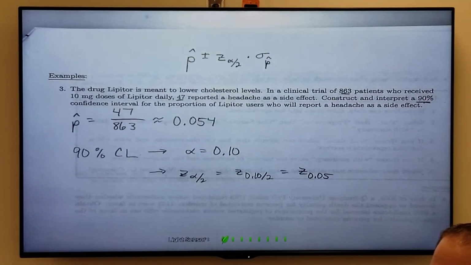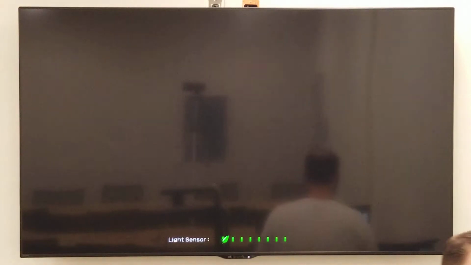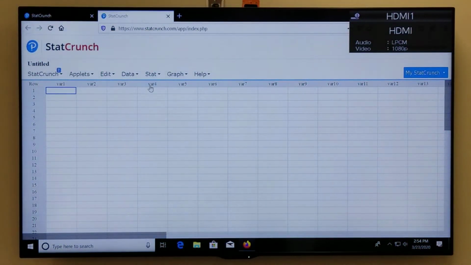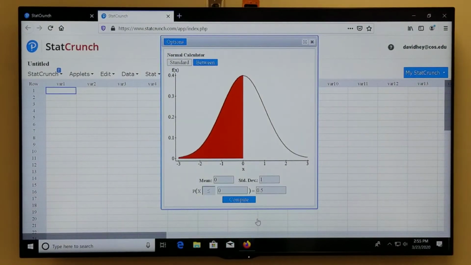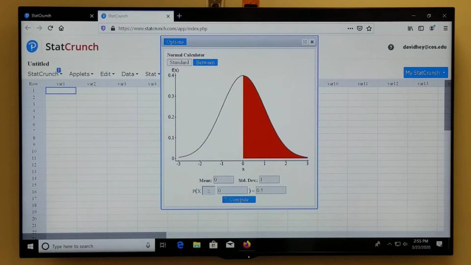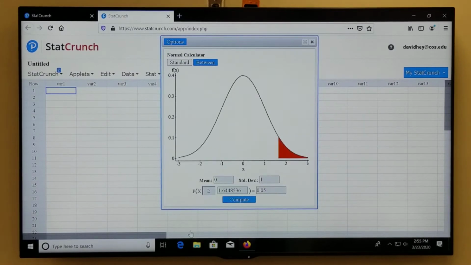And we can go to StatCrunch now to figure out what z sub 0.05 is, right? We go to the normal calculator in StatCrunch. Okay, so we're going to go to Stat, Calculators, Normal. To compute critical values, we want areas to the right. And in this case, we want that area to equal 0.05. Okay. So we hit compute, and there's the critical value. Okay. So our critical value is about 1.64.